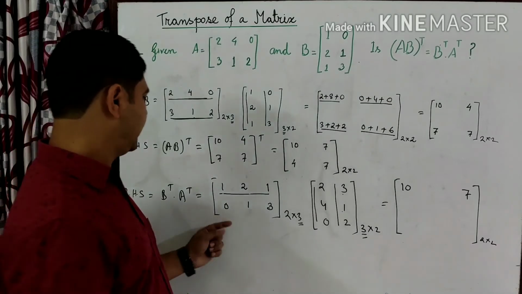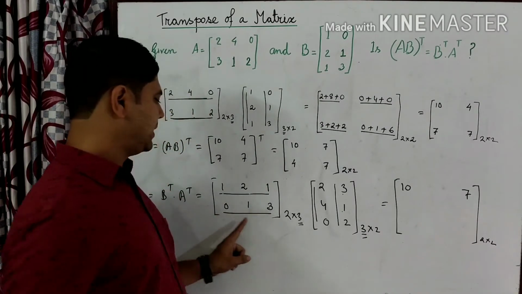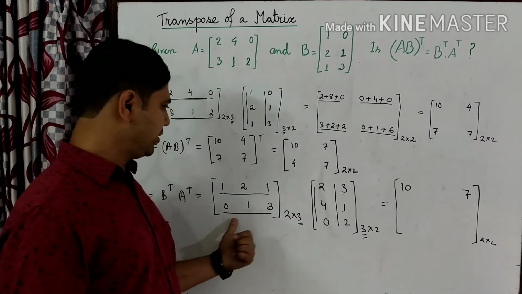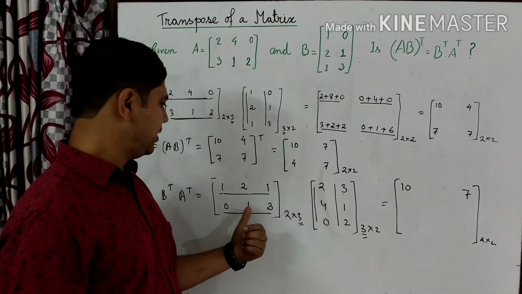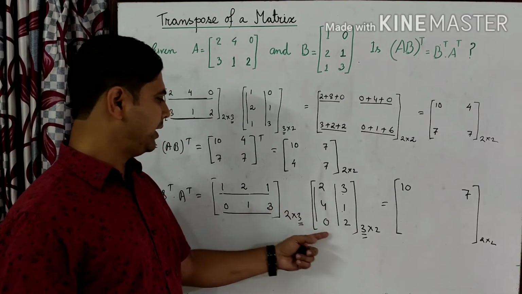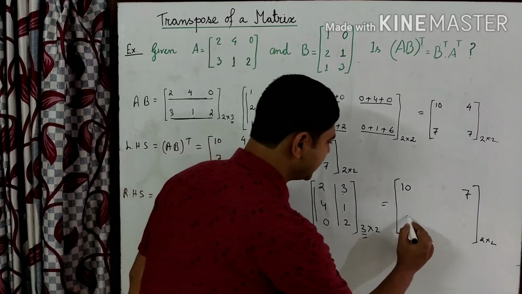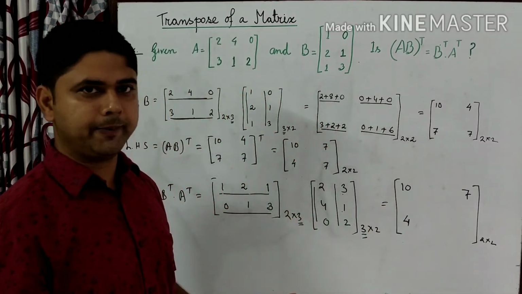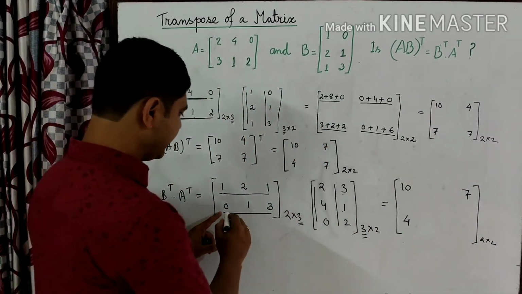Next you have to multiply the second row with the first column. 0 into 2, 0, then 1 into 4, 4, what? 3 into 0, 0. Ultimately this value is equal to what? 4. When you multiply, it is simple multiplication.